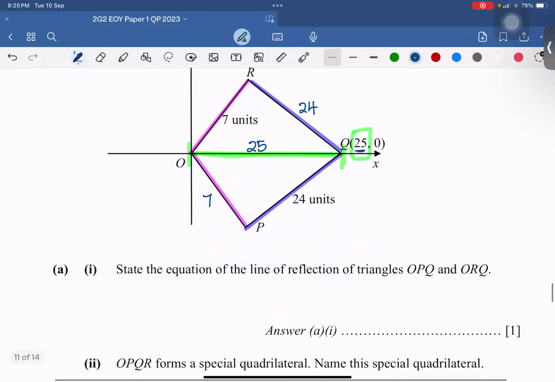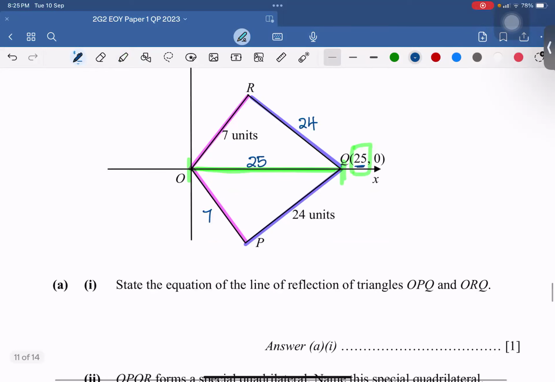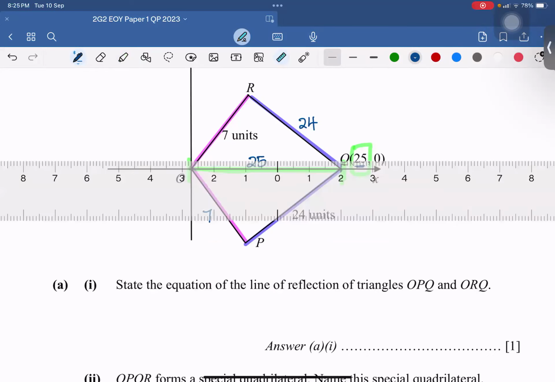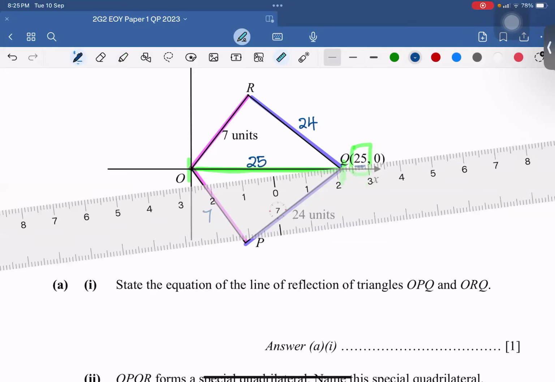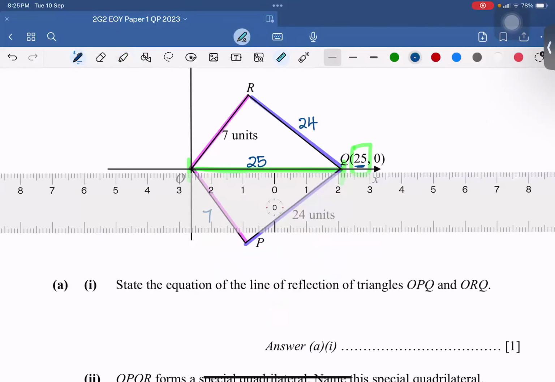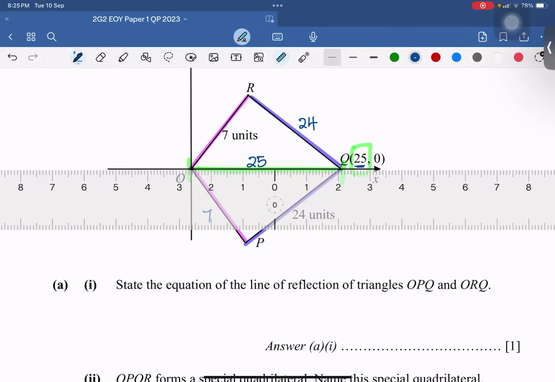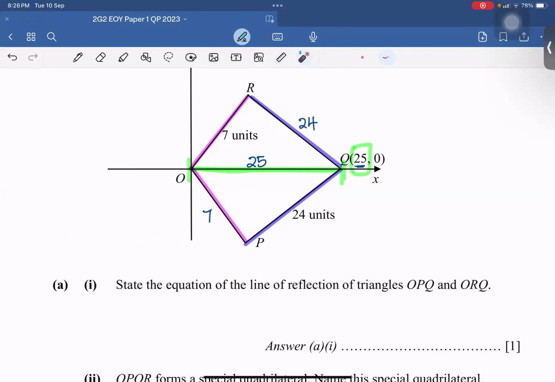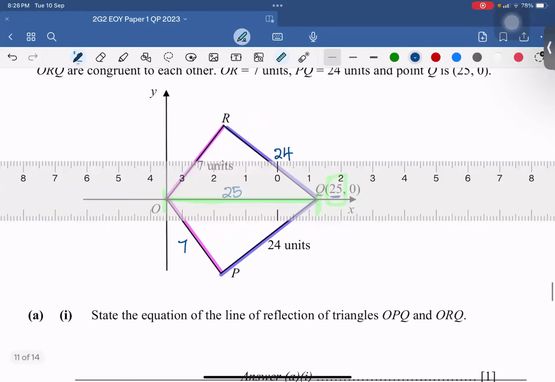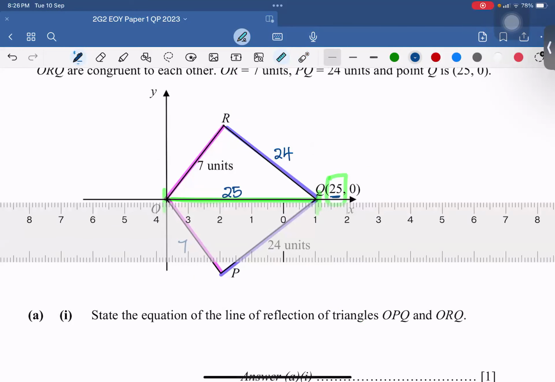Then they asked me to state the equation of the line of reflection. Where is the line of reflection? Are you able to see the ruler that I'm holding? This one, right? I don't know whether you can see or not. Okay, so this one is my line of reflection. Is it a vertical line or a horizontal line? Horizontal line. Very good.